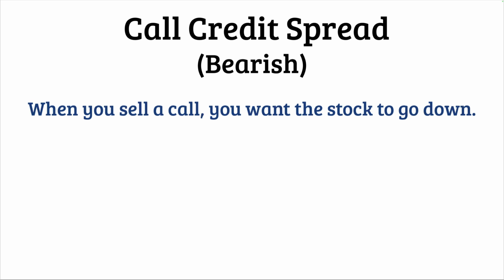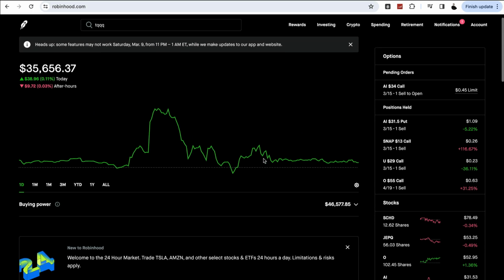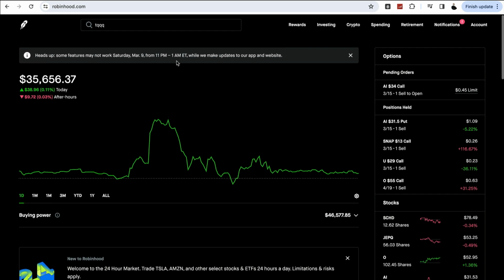Now, when you sell a call, you want the stock to go down. As the buyer of a call, you want the stock to go up. So for example, if the stock is at 50 and you have an option at 50 and the stock goes up to 60, well, you could buy them at 50 and they'd be worth 60, so you would already be in the money.